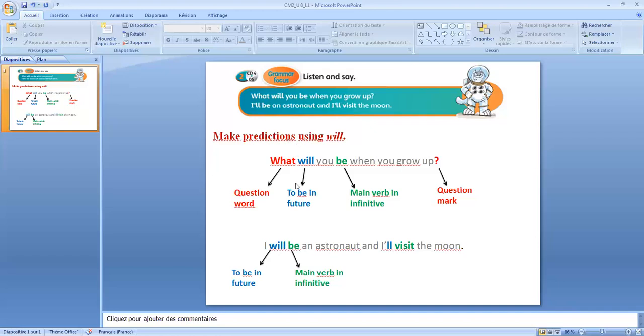Okay, this is the answer. I will be an astronaut. I will be, it means that in the future I will be an astronaut. And this is the term will be. The same thing will changes to future because we are talking about the future, and the main verb remains in infinitive. Okay, and the same here. I'll visit. I'll changes to future, and visit remains in infinitive. And we use these terms to make predictions about the future. Okay, that's all. So let's return to our page.